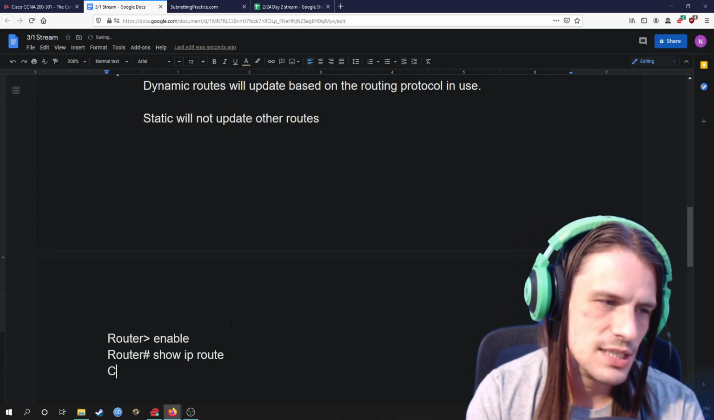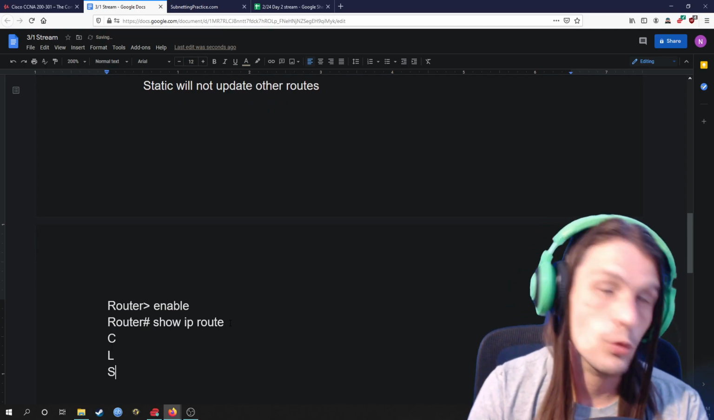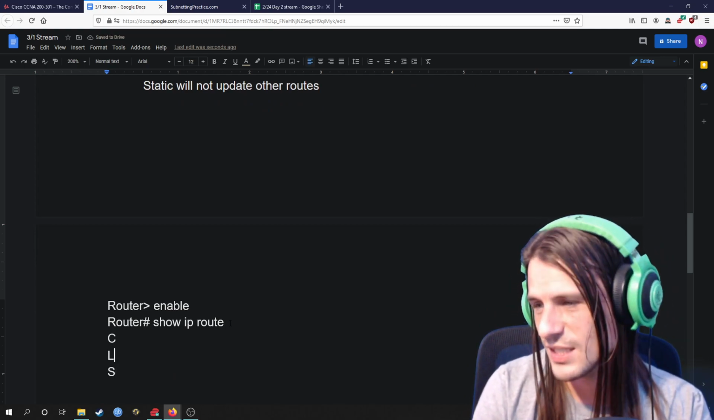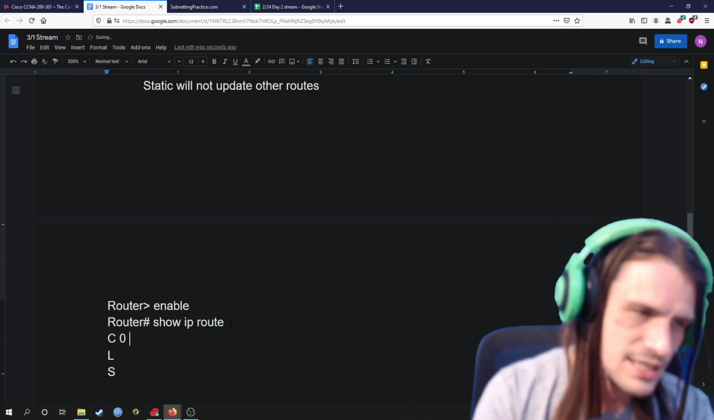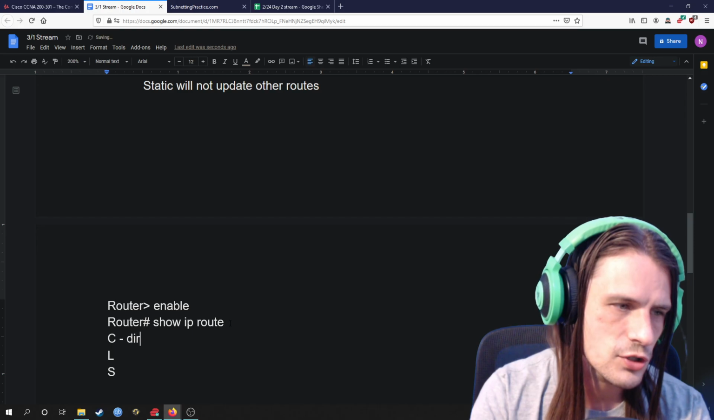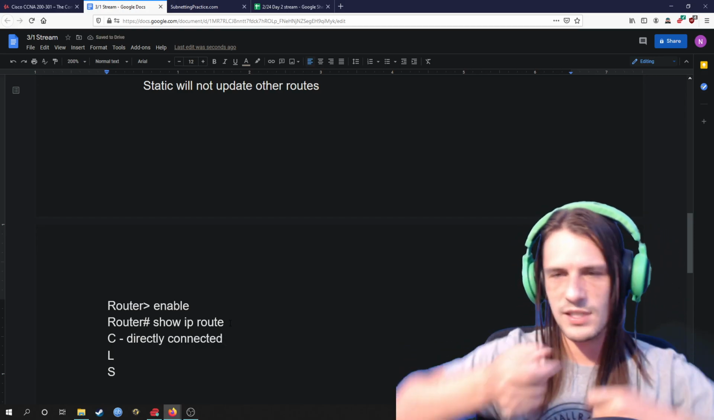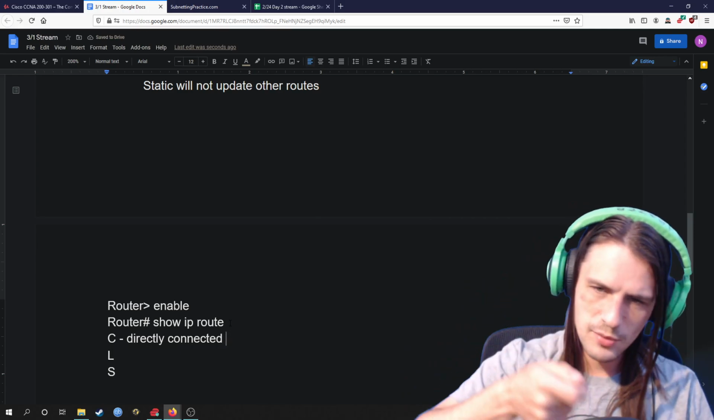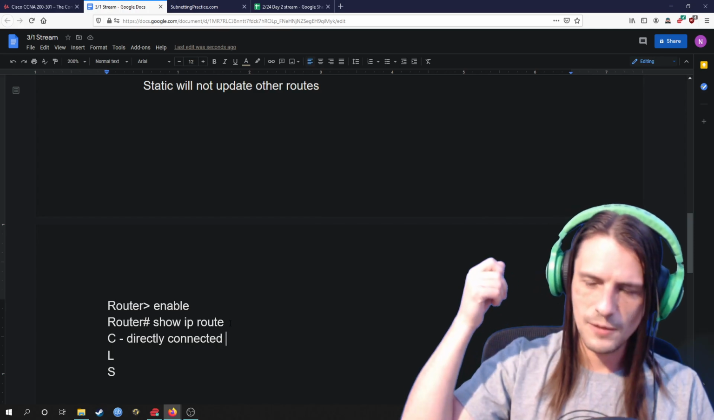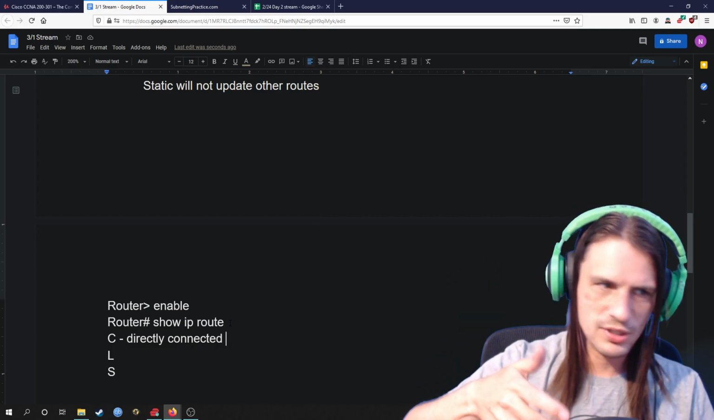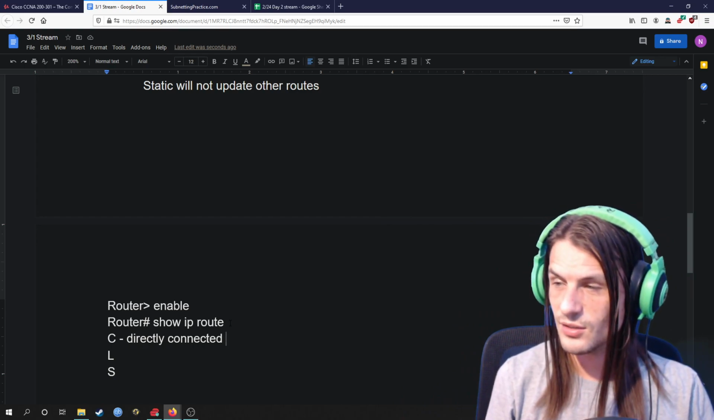So there's going to be a C, there's going to be an L, and there's going to be an S. Well, there should always be a C, because C is anything directly connected. So this is going to be anything plugged straight into the interface. If you're plugging in fiber optic cables, if you're plugging in Ethernet cables, if you have a wireless access point plugged in, oh, that's interesting, yeah, I guess it's a directly connected interface.